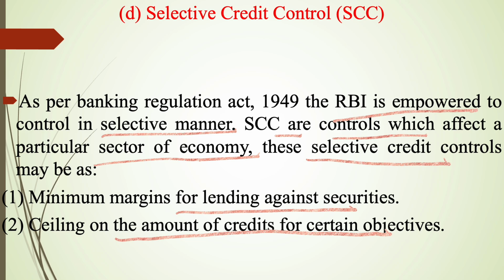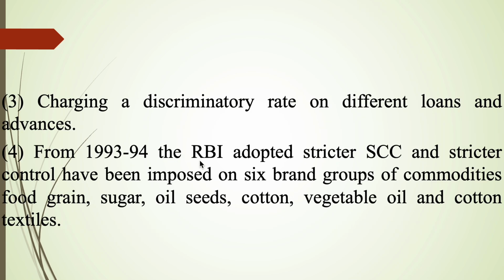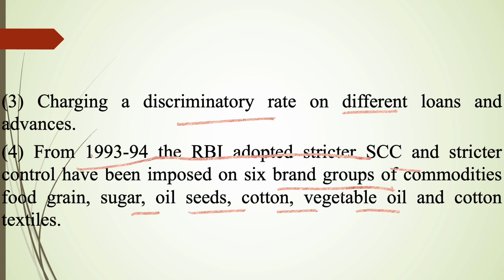Different measures used by the selective credit control, for example, minimum margin for lending against security and the ceiling on the amount of credit. There are some other measures also under the selective credit control, like charging a discriminatory rate on different loans and advances, and from 1993-94 the RBI adopted stricter SCC, and stricter controls have been imposed on six broad groups of commodities like food grain, sugar, oilseeds, cotton, vegetable oil and cotton textiles. So these are the different measures adopted by RBI for credit control.